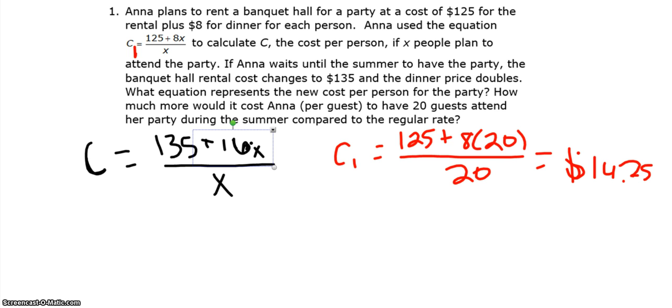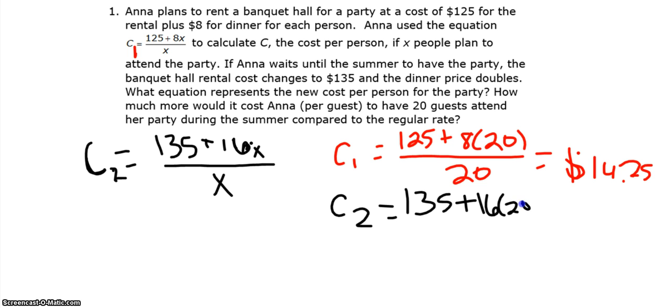Alright, now I need to figure out the cost for the summer. So let's call this equation C sub 2. So C sub 2 is 135 plus 16 times 20 divided by 20. So I'll do 16 times 20, which is 320, plus 135, 455, divided by 20. That's 22.75.